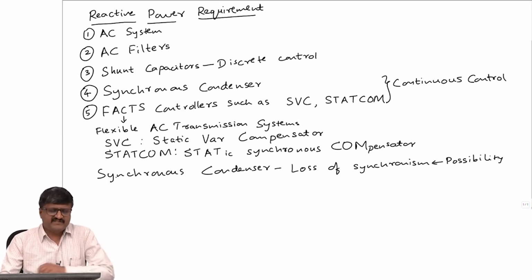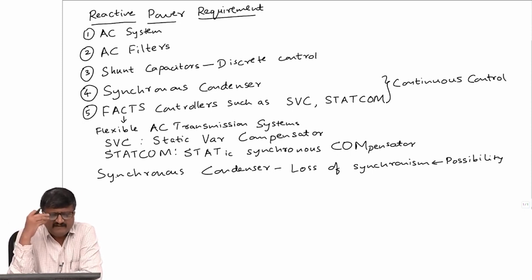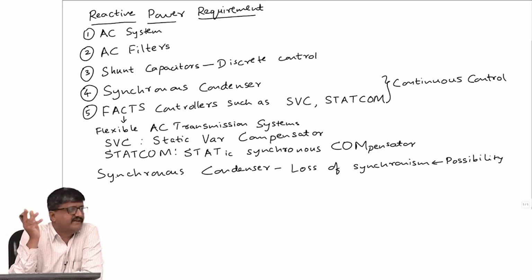Another disadvantage compared with FACTS controllers. FACTS controllers are essentially power electronic circuits. That's all. Now, if you compare the synchronous condenser and FACTS controllers, by definition the synchronous condenser has a stator and rotor. There is a rotating element. FACTS controllers are just stationary circuits.